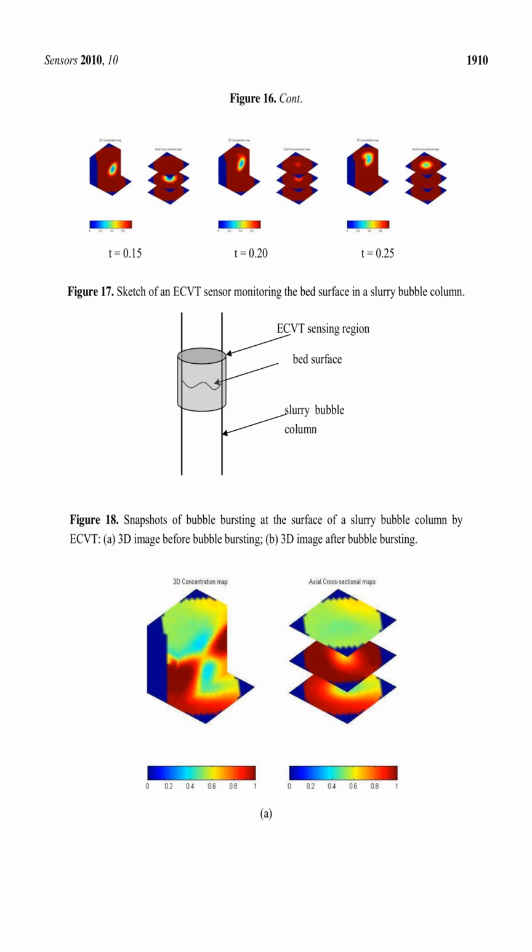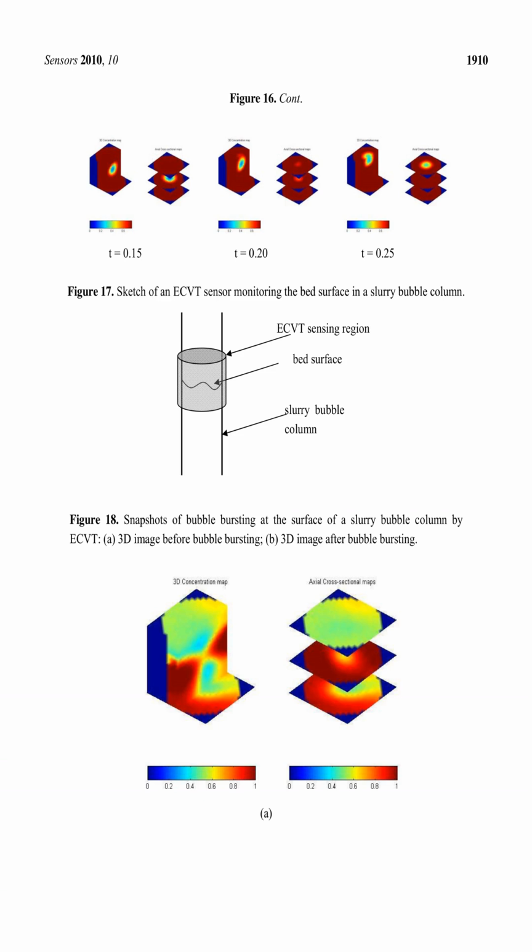T equals 0.15, T equals 0.20, T equals 0.25. Figure 17. Sketch of an ECVT sensor monitoring the bed surface in a slurry bubble column. Figure 18. Snapshots of bubble bursting at the surface of a slurry bubble column by ECVT.